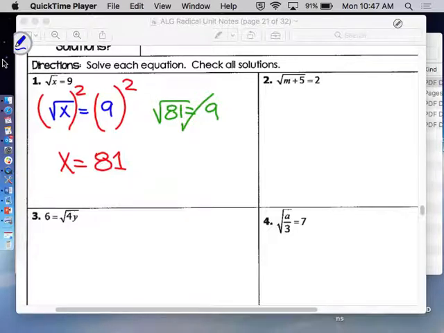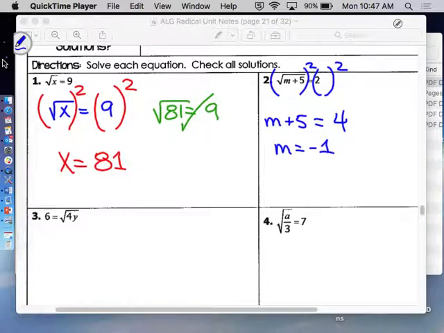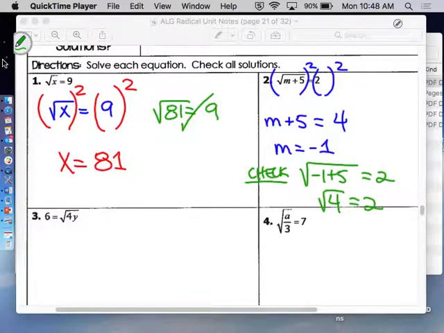So number 2, I have a little binomial m plus 5 underneath the radical. So when I square both sides, I simply get m plus 5 without the radical, but I set that equal to 2 times 2 or 4, and then solve this for m, and then do your check. Here's your check. Is negative 1 plus 5 equal to 2? And that's the same thing as the square root of 4 equaling 2. So that checks. M equaling negative 1 is a solution that works.